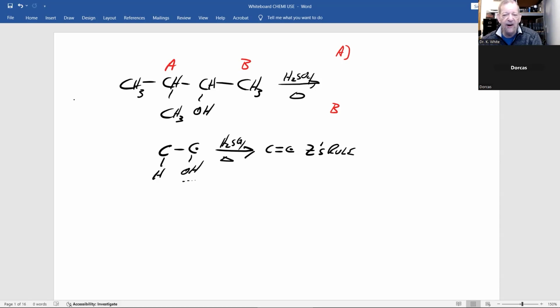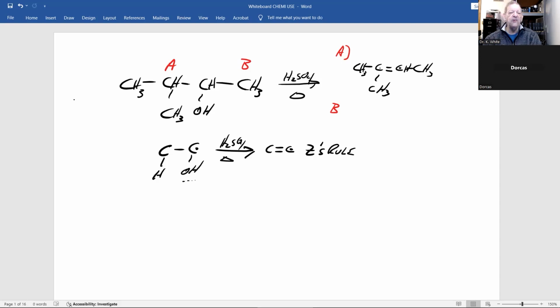So I have 4 carbons across. I still have my methyl group here. And this is the carbon with the hydroxyl group. This is the carbon with the hydrogen. So I'll form a double bond there. And I'll put in the hydrogens because I know there are 4 bonds to carbon.